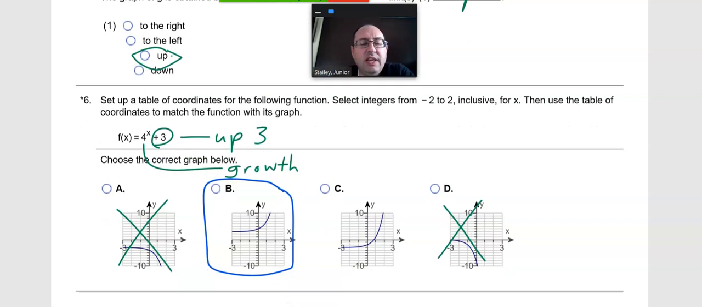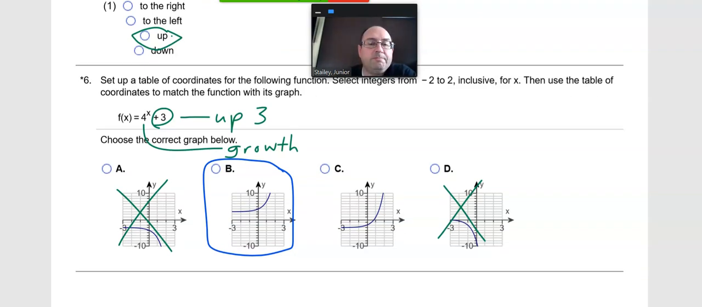When you get to question 6, once again, just 3 units up. So we're looking for an exponential growth function. A and D did not work. They actually have a negative a value, because the negative a value causes it to flip over the x-axis. But we clearly do not have that. So B is the only one that has exponential growth, and it is shifted up 3 units.